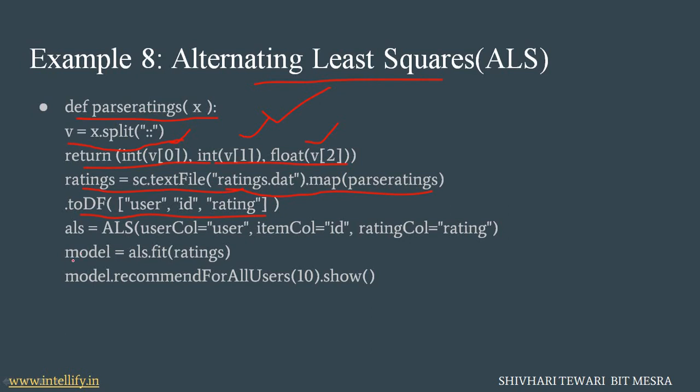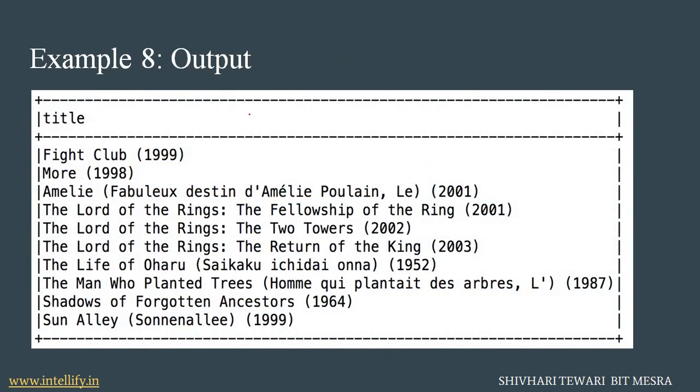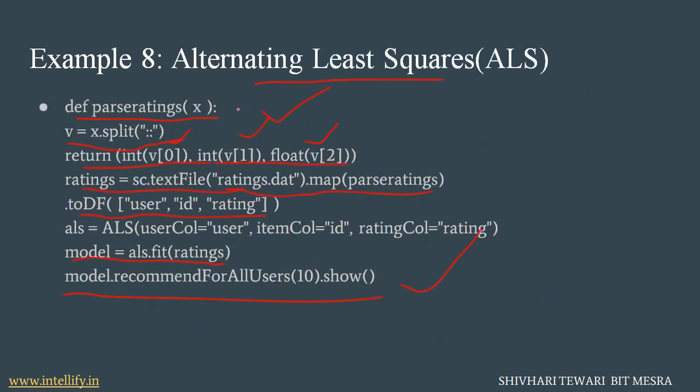After that, we will call the model, and then we will recommend for all users and then we will show the graph to the user. So this is the output for the movie sets given to the graph, where the title of the movie is shown with its releasing date and releasing year. So this is how it will show the output for the given data set using the particular code, using the alternating least square method.